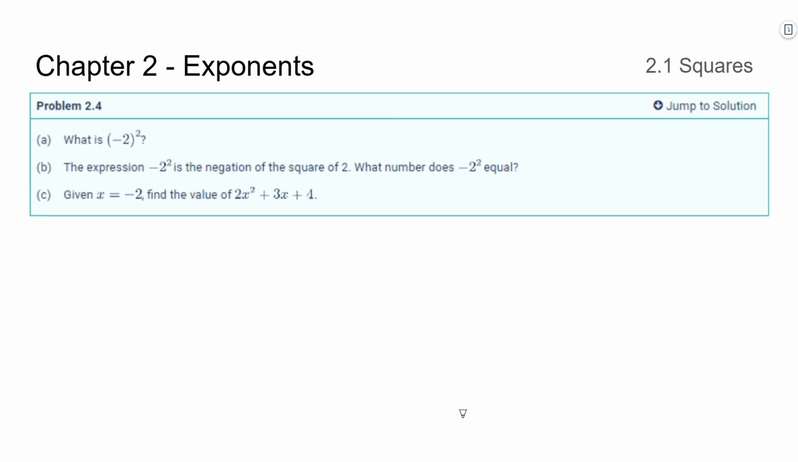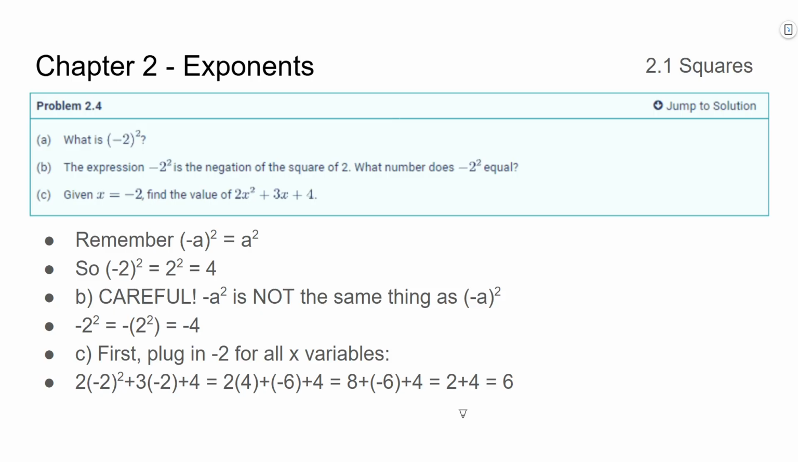All right, so 2.4. What is negative 2 squared? The expression negative 2 squared is the negation of the square of 2. What number does negative 2 squared equal? Given x equals negative 2, find the value of that expression. So go ahead and read these for yourself and see if you can complete these problems here.